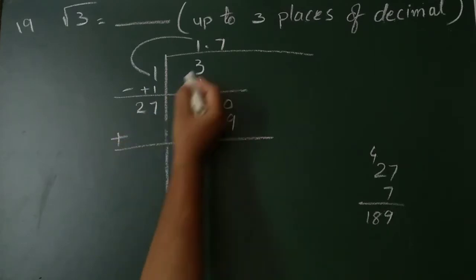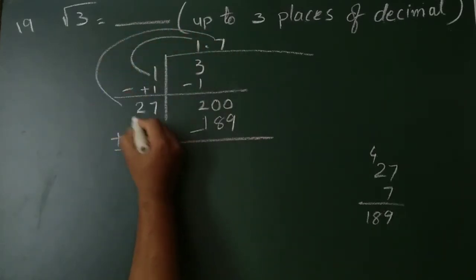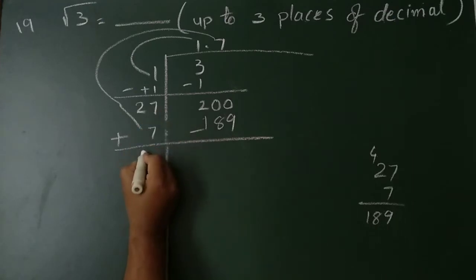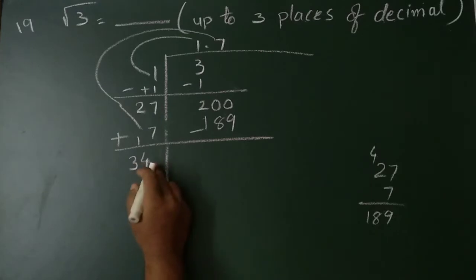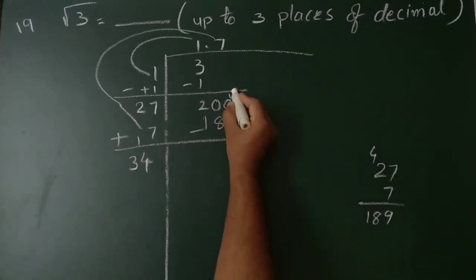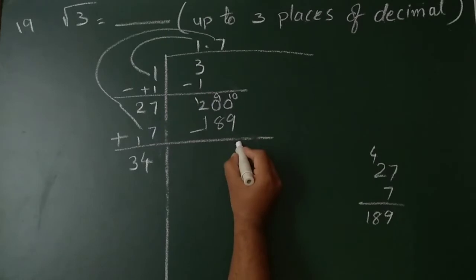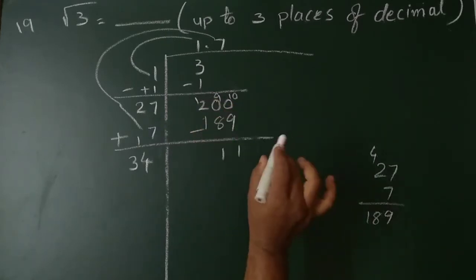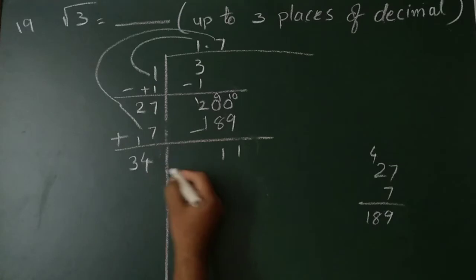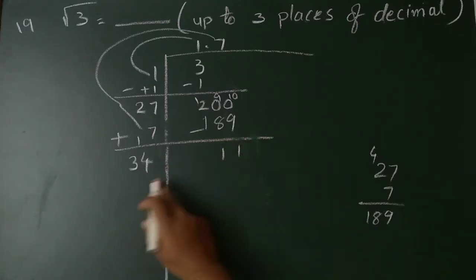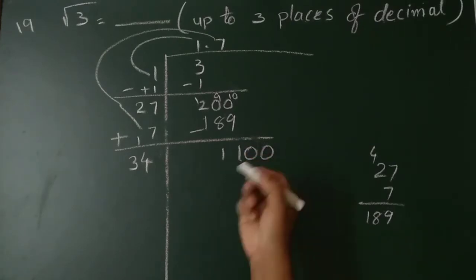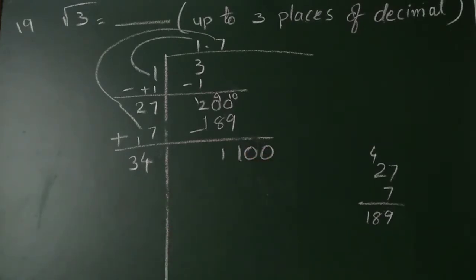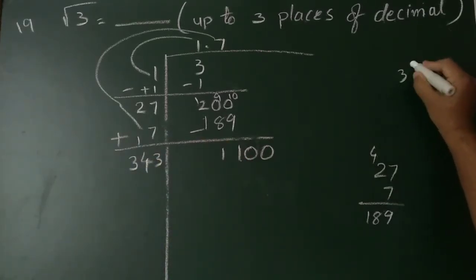189. Here minus, here plus. What will come here? A 7. So 7 plus 7 is 14, upside 1, 2 plus 1 is 3. Now here the 10, 9, 1. So 11 minus 1, so 11. If I take 1, then it is 11, here 340 something. So not possible, then I can keep the two zeros. So 1100. In 300, suppose I check with 3s: 3, 4, 3.